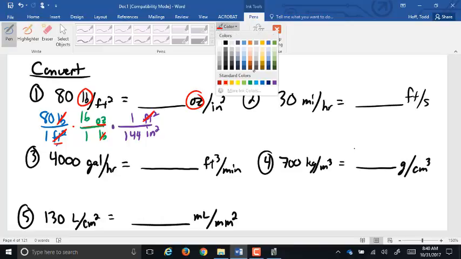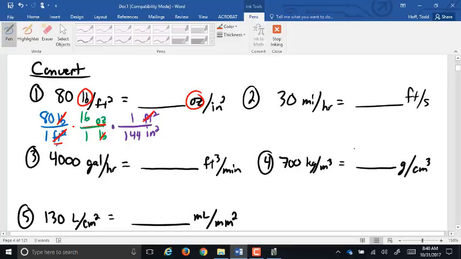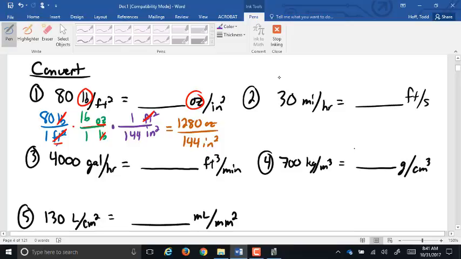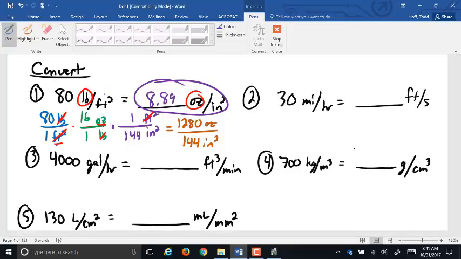So the square feet cancel out. On top, we've got 80 times 16 times 1, which is what, 1,280 ounces. On bottom, we've got 1 times 144 square inches. So 1,280 divided by 144 is 8.89. So 8.89 or 8.9 ounces per square inch. Any questions on that one?